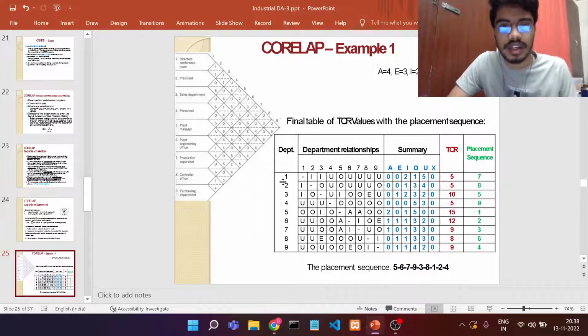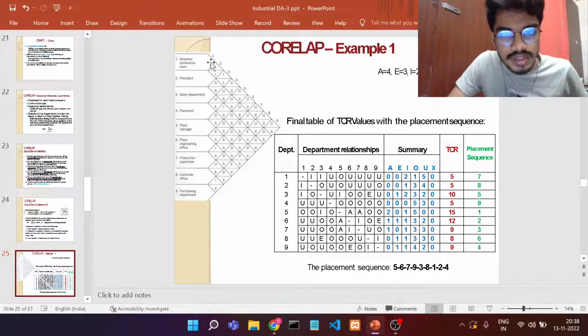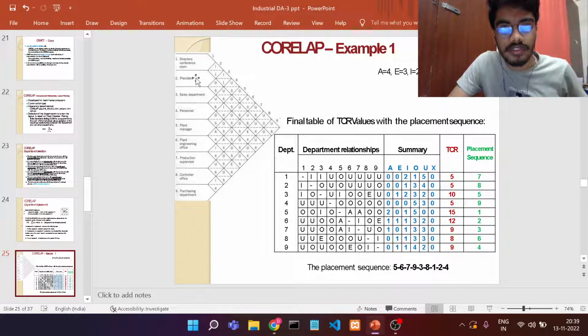Here it is department 1, so we'll look for department 1. We have the number of A equals 0. As you can see, there is no A in the first department, so here it is 0. For E, similarly it is 0. For I it is 1 and 2, and for U it is 5. Okay, so likewise we will calculate this for every department.